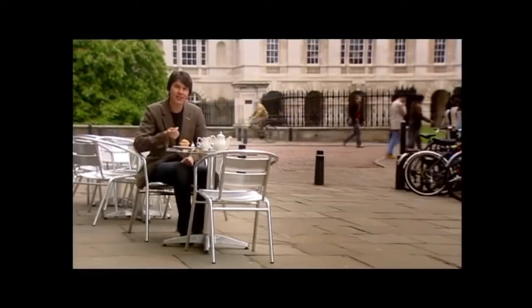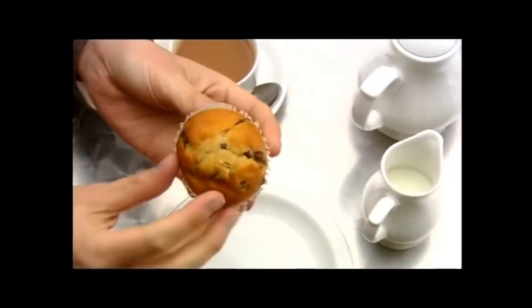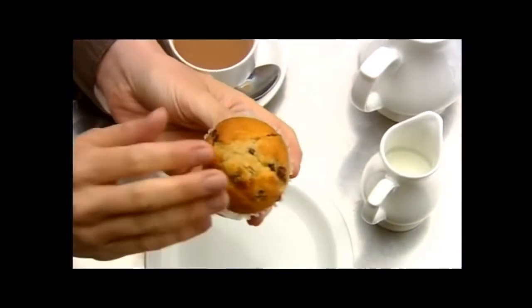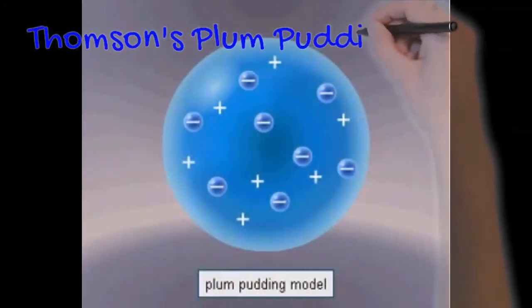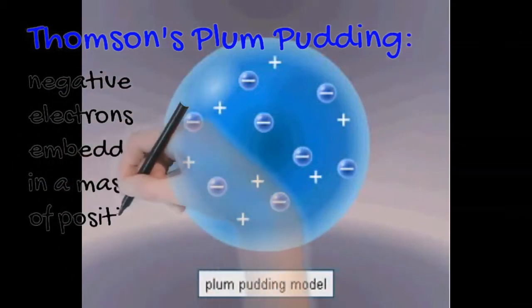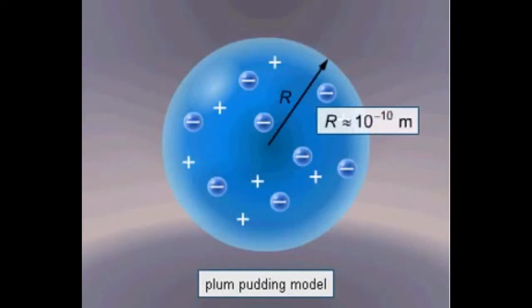But how did the electrons fit inside the atom? Thomson suggested that the atom was something like this muffin, with the negatively charged electrons embedded in a positive body. This was the so-called Plum Pudding model, where negative electrons are embedded in a mass of positive charge, the radius of each atom being about 10 to the minus 10 meters.